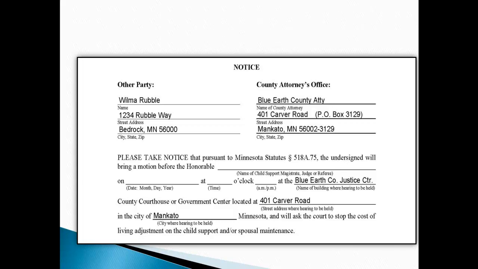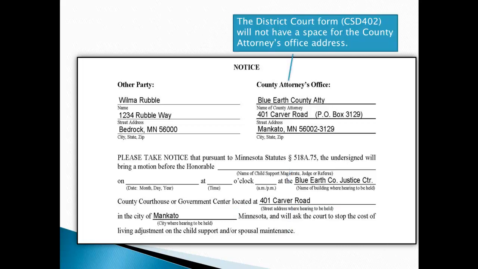In this example, the Blue Earth County Attorney's Office will be served, and their office is located in the Blue Earth County Justice Center. Again, this contact information is generally found in your court order. If not, you can contact your child support office for the county attorney's information or the county attorney's office directly. If you are using the district court motion CSD 402, you do not need to include the county attorney's address.